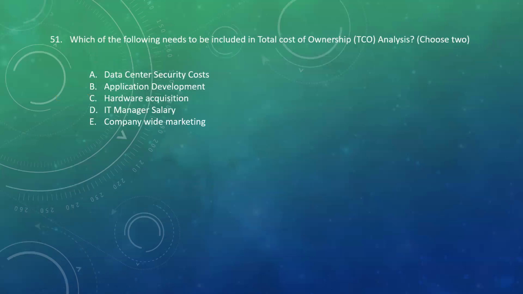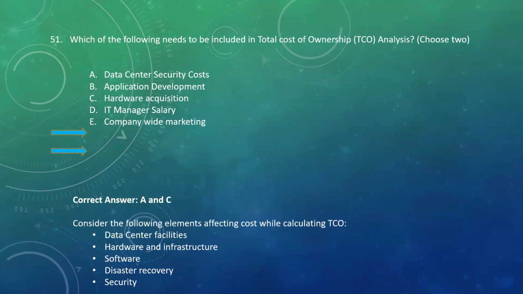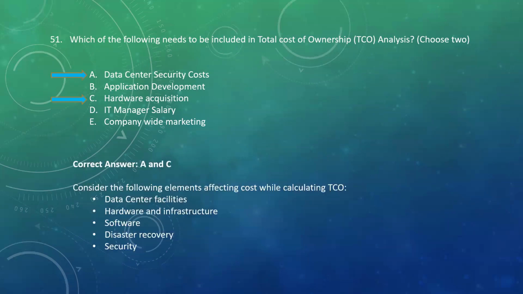Moving on to question 51. Which of the following needs to be included in total cost of ownership, TCO, analysis? Choose two options. Your options are A, data center security costs, B, application development, C, hardware acquisition, D, IT manager salary, E, company-wide marketing. So the right answers are A and C, data center security costs and hardware acquisition.